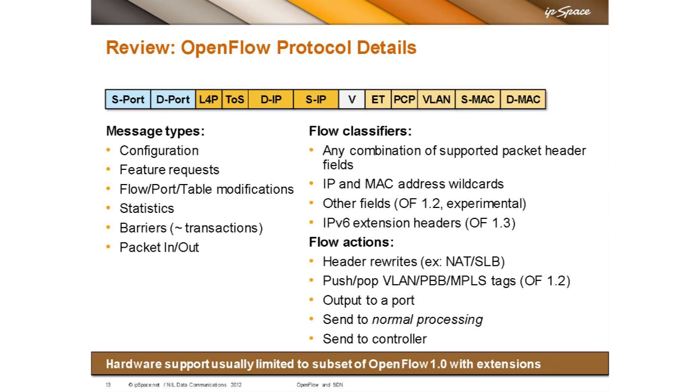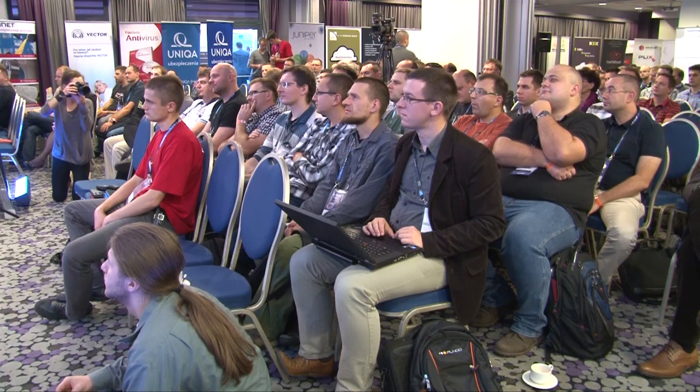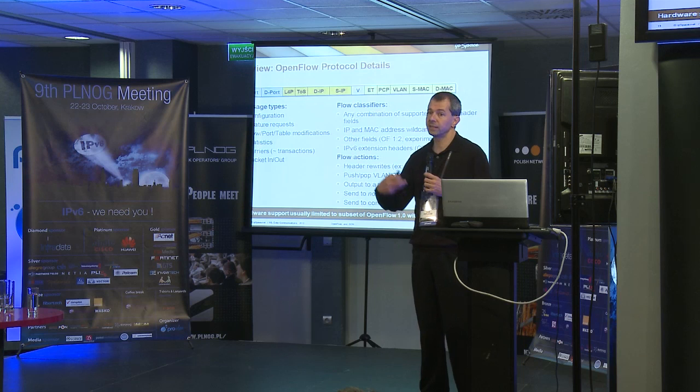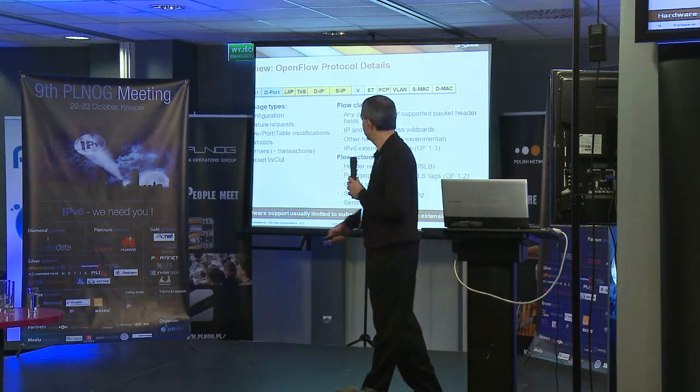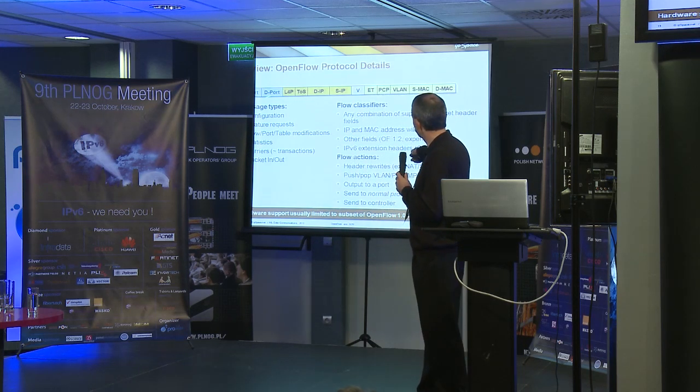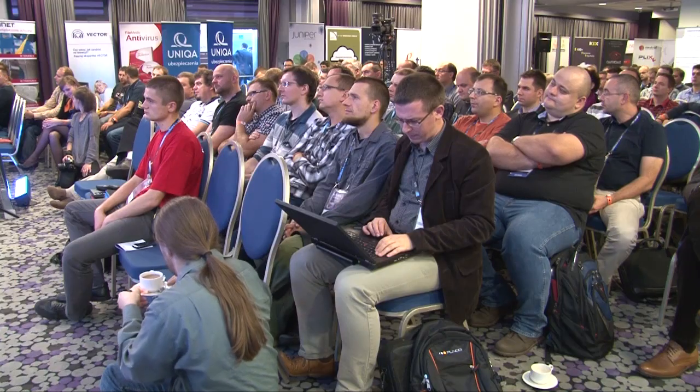By the way, and Greg was talking about this last year, in OpenFlow you can match on almost anything. And that's the beauty of it. The protocol itself allows you to match on source and destination port, layer 4 protocol, source and destination IP, Ethernet type, VLAN, source and destination MAC addresses. And in theory, the protocol allows you to match on any combination of these fields, which of course is not implemented in any reasonably priced hardware.